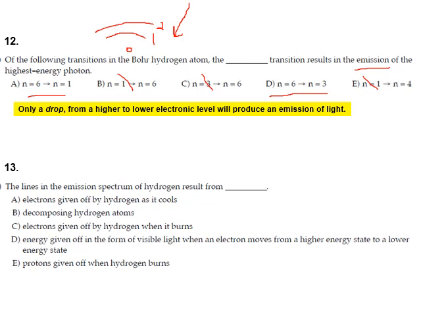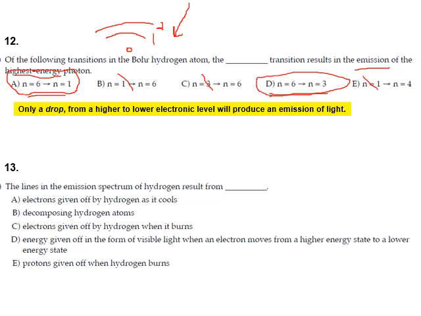And then the next thing we need to look at is the highest energy photon is going to come from the most drastic drop. In other words, the one that drops the furthest is going to produce the highest energy because it's dropping from a higher to a lower energy. So the net energy released will be higher for a larger or longer drop. So that would be A. So the answer here is going to be A, because going from 6 all the way down to 1 is more of a drop than dropping just down from 6 to 3.